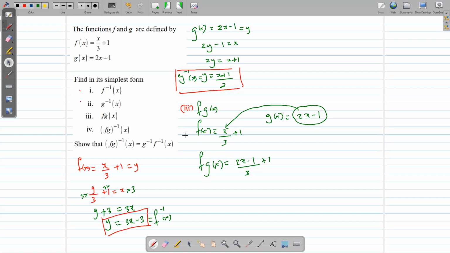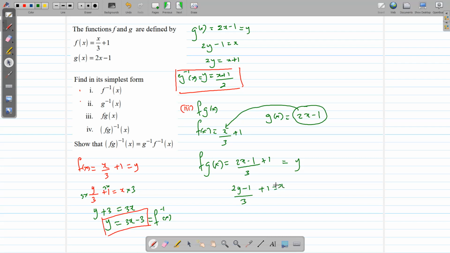That's part 3. Now for part 4, we need to find the inverse of this. And to find the inverse of this, we simply let it equal y. Then we switch the letters, so y becomes x. So we have 2y minus 1 over 3 plus 1 equal x.